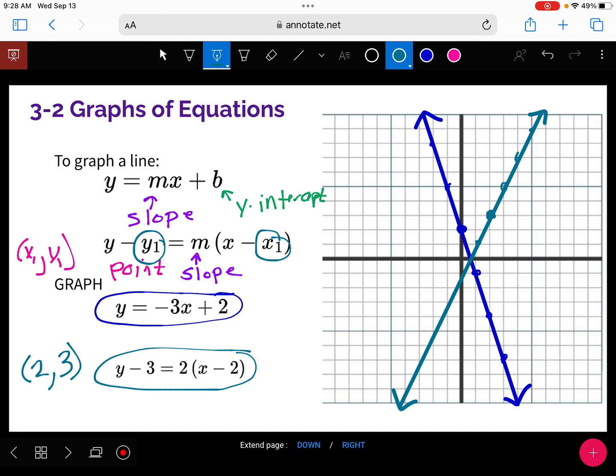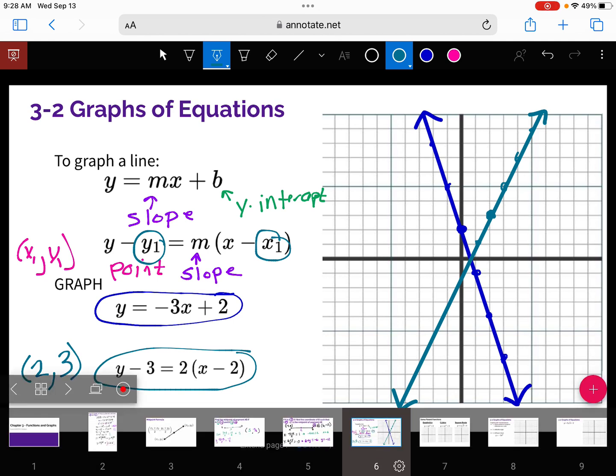We are not just going to be graphing lines, though. Start either at your intercept or your point, and move with your slope. Okay? Are we ready to move on from lines? Or do we have questions?